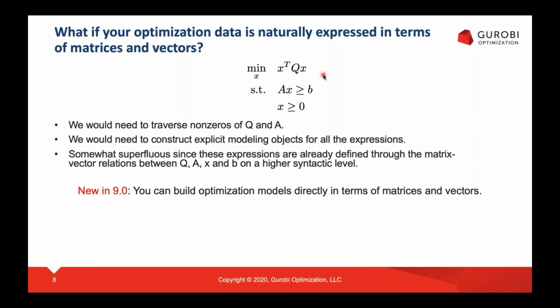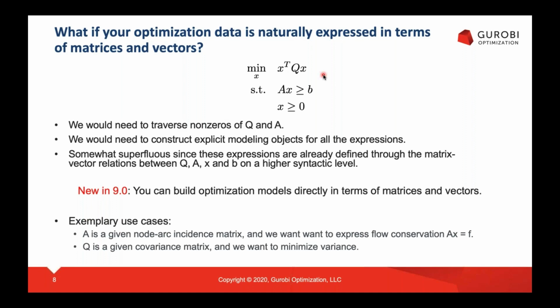So this is what we added in Gurobipy version 9. You can now phrase such models directly in terms of matrices and vectors. And if all this is really alien to you, here are two concrete examples that I always have on my mind when I think about modeling optimization models in matricial terms.